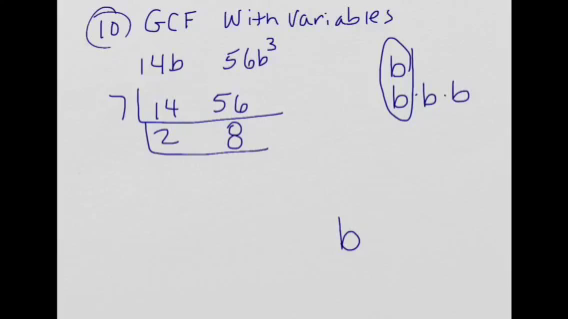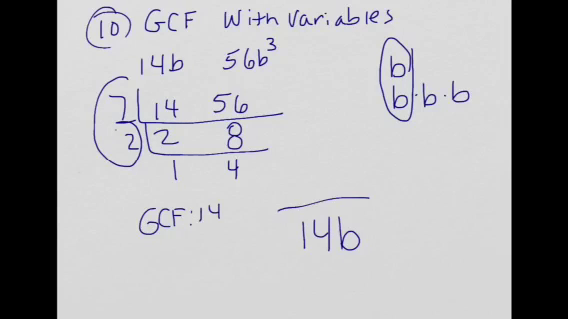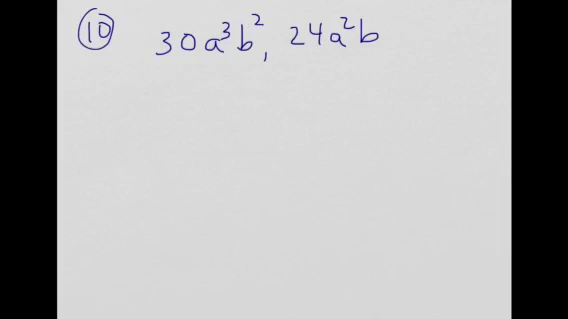Now I can take out another 2. 2 will go into 2 1 time. 2 will go into 8 4 times. And the only number that goes into 1 and 4 is 1, so you're done. This is going to be your GCF. So our GCF for our numbers is 14, and we put that together with our variable, and we have 14B.